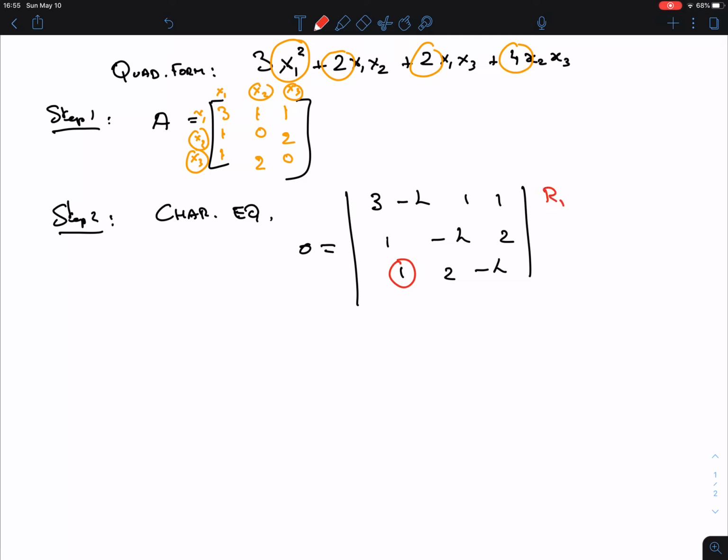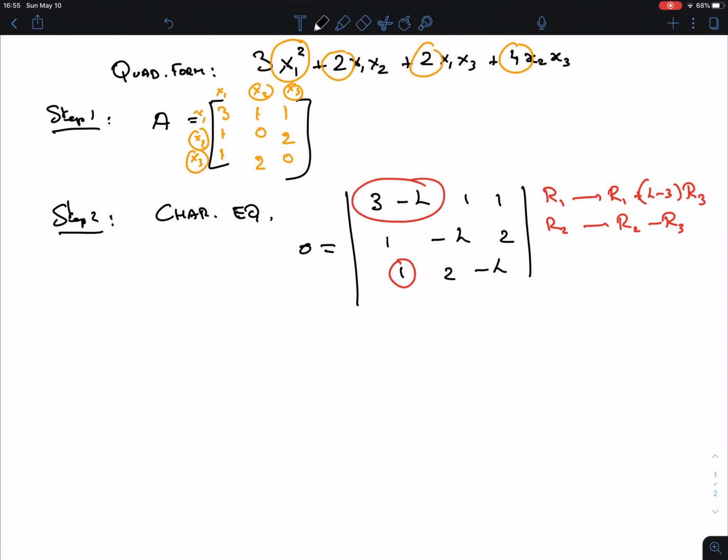In row 1, that's the more annoying one, because it will depend on this number here, right? We have to subtract that, or in other words, add this many times row 3 to it. Lambda minus 3 will cancel with 3 minus lambda, right? Row 2 is much easier, that is row 2 minus row 3. Okay, so what do we get?